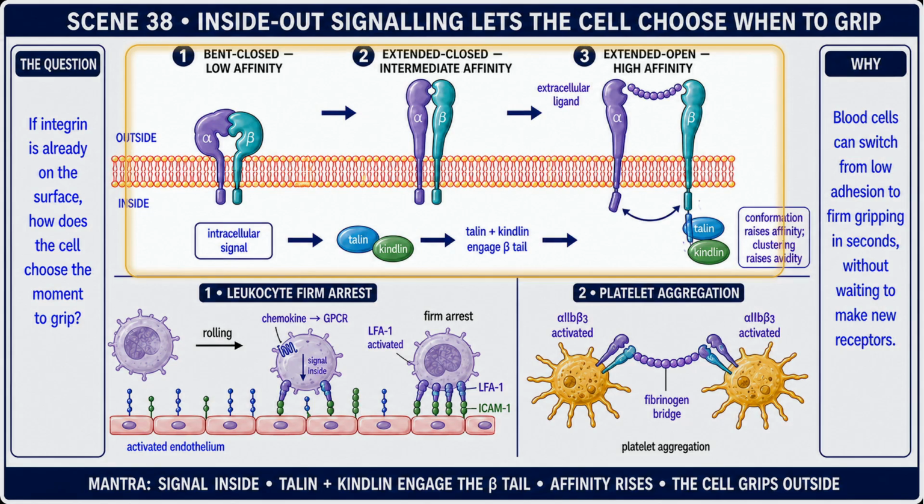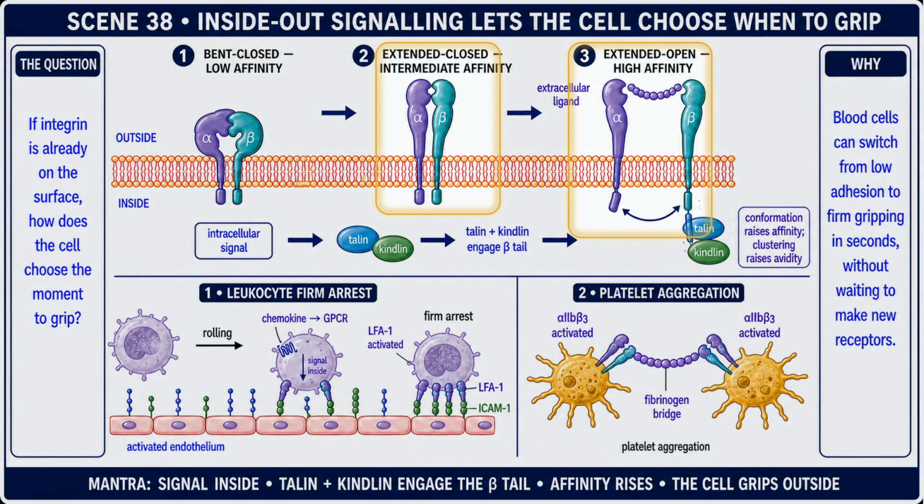Inside-out signaling runs in the opposite direction. The integrin is already in the membrane, but an intracellular signal changes how strongly it can bind outside. A bent, closed integrin has low affinity. Extension creates an intermediate state, and opening the headpiece produces a high-affinity receptor. Talin and kindlin both engage the beta cytoplasmic tail and stabilize this transition.